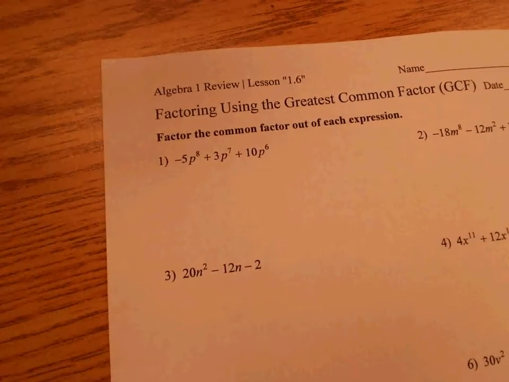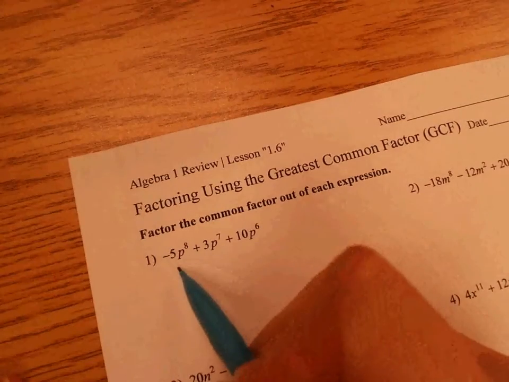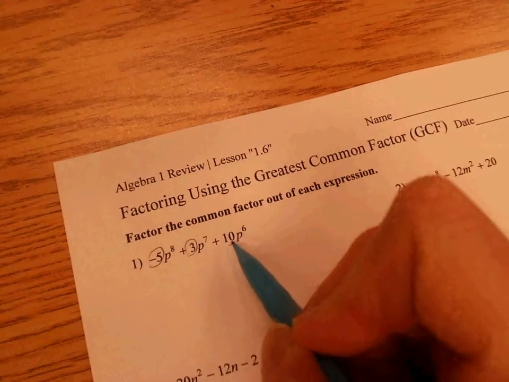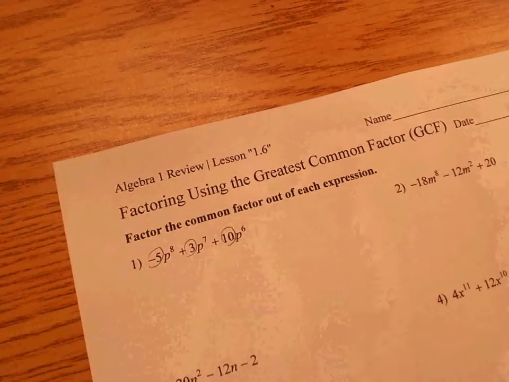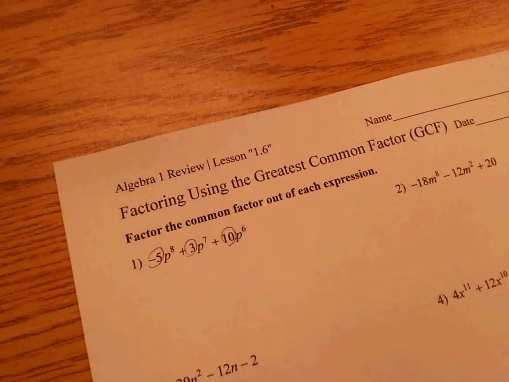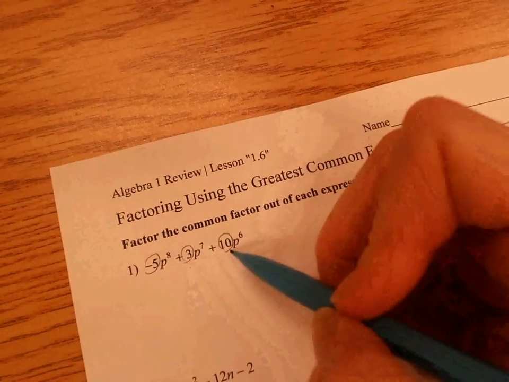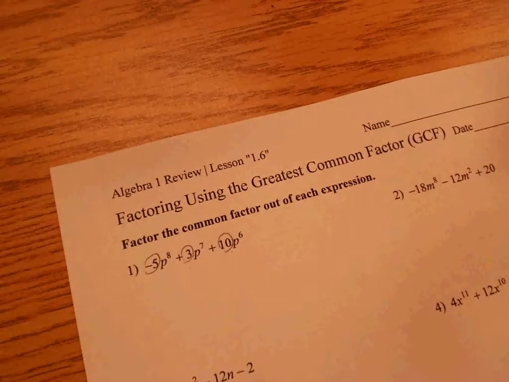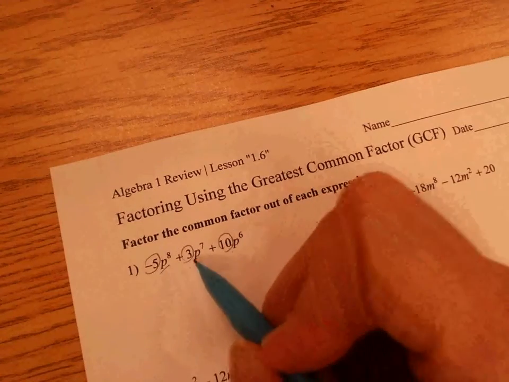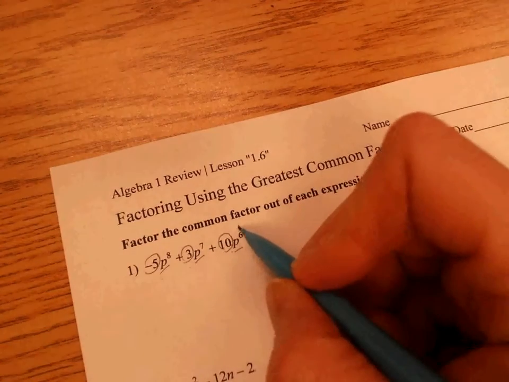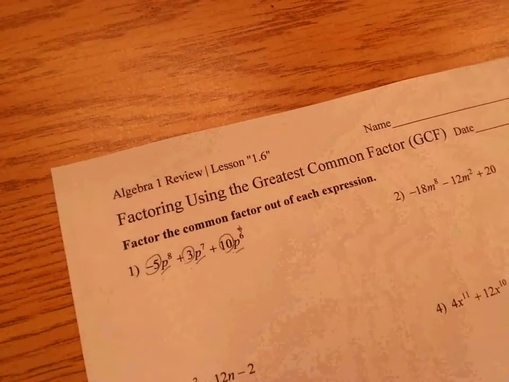Starting with question 1, we begin by looking at each coefficient and checking to see if they have any factors in common. In this case, -5, 3, and 10 do not have anything in common. And so then we look at our variables. So we have p's to various powers, and we know to look for the smallest exponent when we're factoring. So we'll factor out p to the 6th.